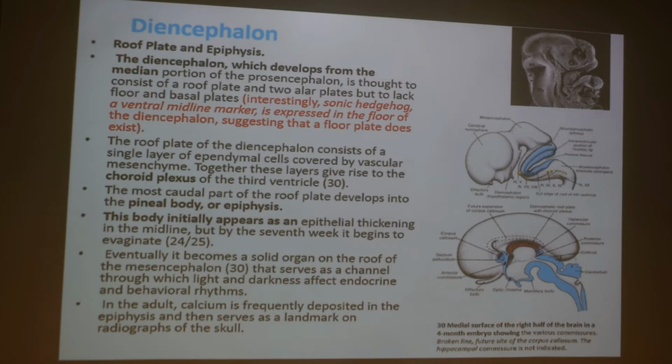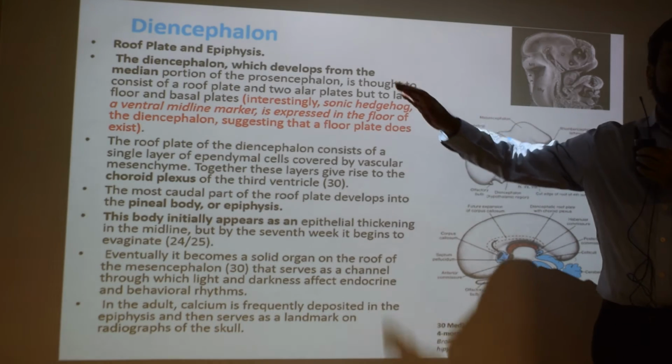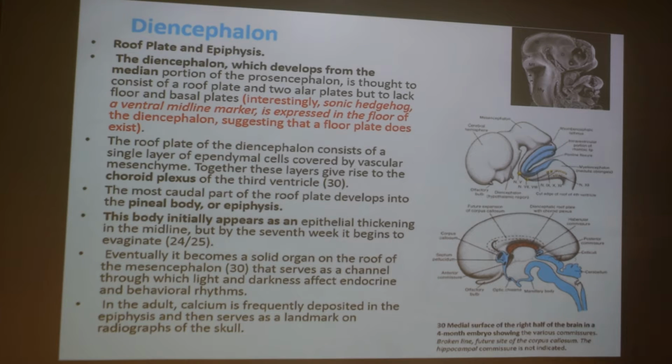So first we are going to talk about the diencephalon, which is the central part, and this diencephalon has a roof plate. This roof plate is formed by the ependyma and a layer of pia mater, and the layer of pia mater is vascular, so it is going to give rise to the choroid plexus of the third ventricle.